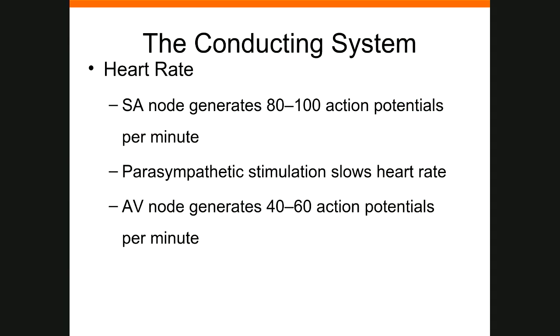The SA node generates 80 to 100 action potentials per minute, more than the AV node, which generates 40 to 60 action potentials per minute. And of course, we have the autonomic system that can influence this heart rate. Parasympathetic stimulation slows the heartbeat, while sympathetic stimulation increases the heart rate.